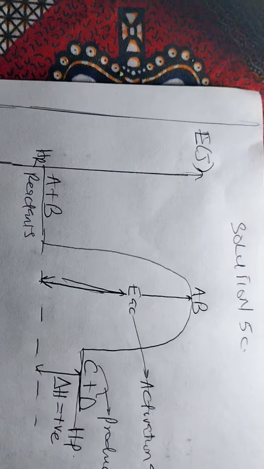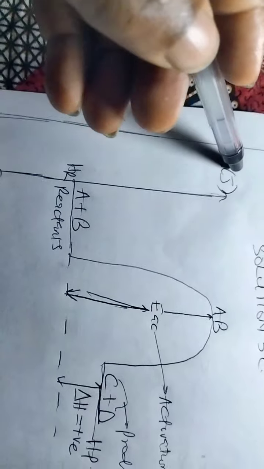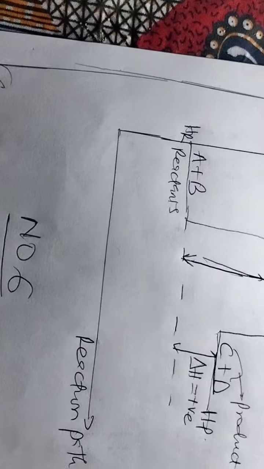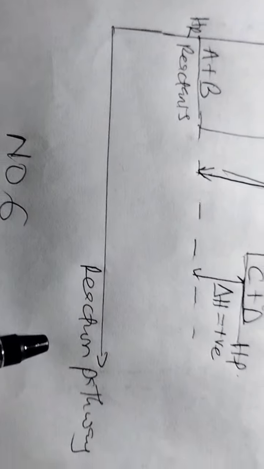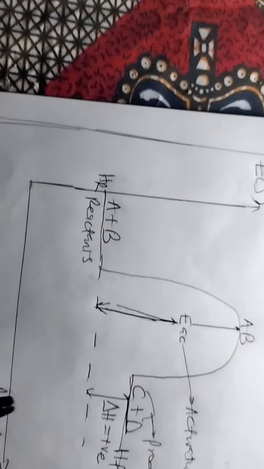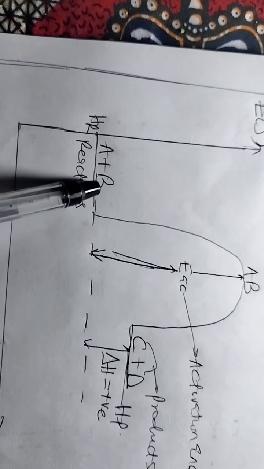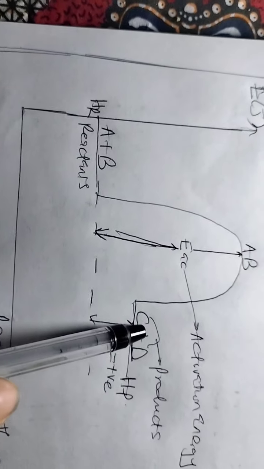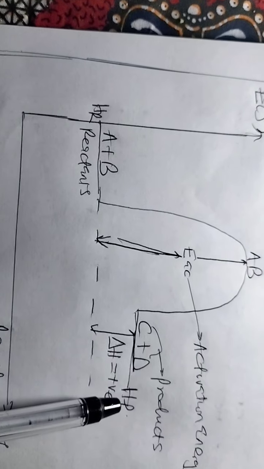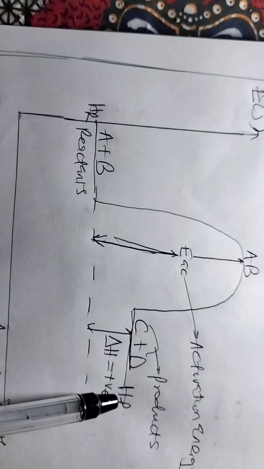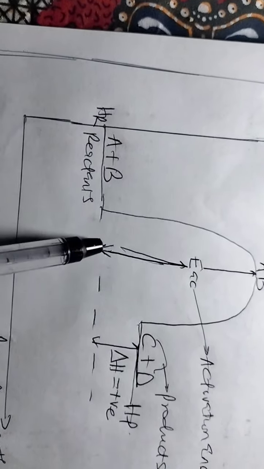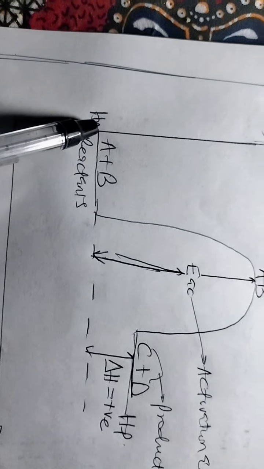The vertical axis is labeled energy in joules. The horizontal axis is labeled reaction pathway. All these are very important. You have to do that. And then we have reactants here. A and B are the reactants. C and D are the products. HP is the heat content or the enthalpy of products. HR is the enthalpy of reactants.